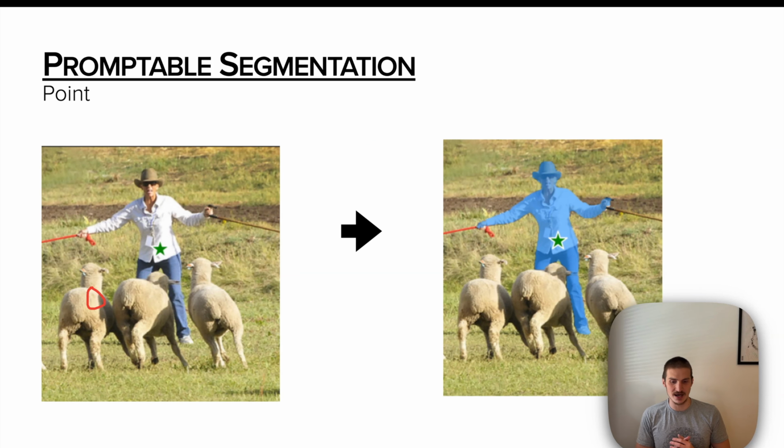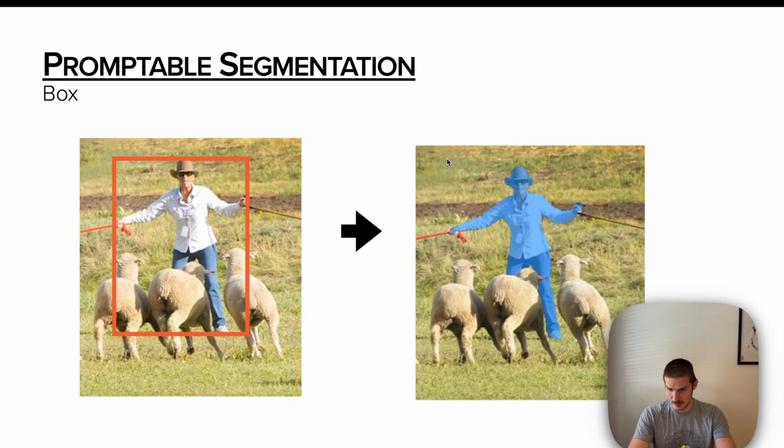So what SAM does is it solves the task that is called promptable segmentation. Promptable segmentation basically says that, having a picture and a point somewhere on that picture, let's segment the object to which this point belongs. So in this case, this point belongs to the person, and so we need to output the mask for the person. Another way to prompt it is with the bounding box. So we can say that this is our prompt. Please output us the segmentation of the object that best matches this bounding box.